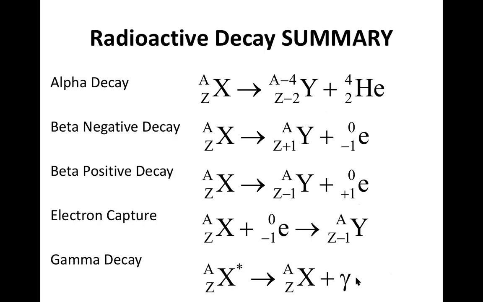They might look like a decomposition reaction in chemistry because you only have one starting substance. But here, notice that the atomic number, or the identity, changes. So element X turns into Y. This bottom number is the thing that identifies the element. So Z becomes Z minus 2, for example, in alpha decay.